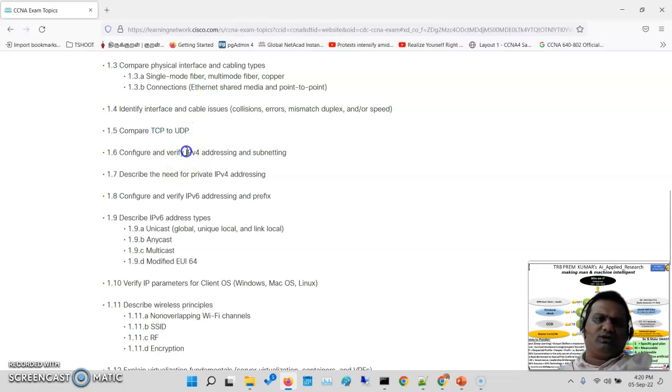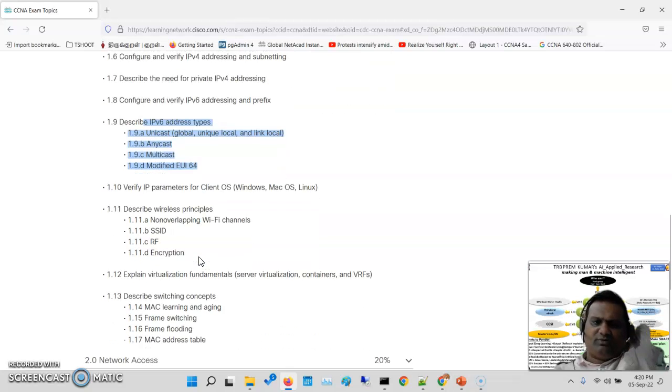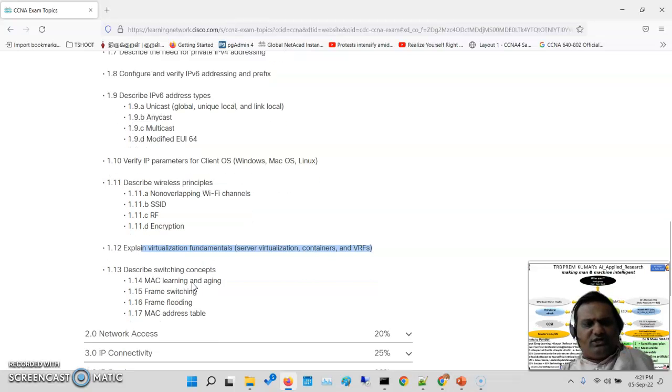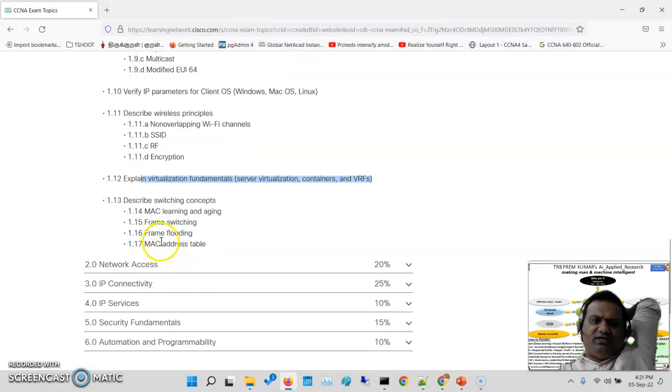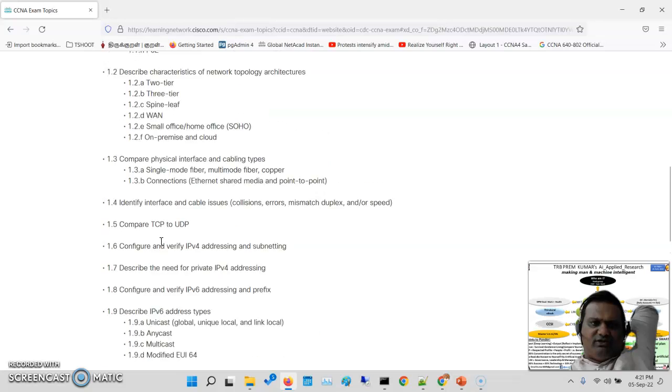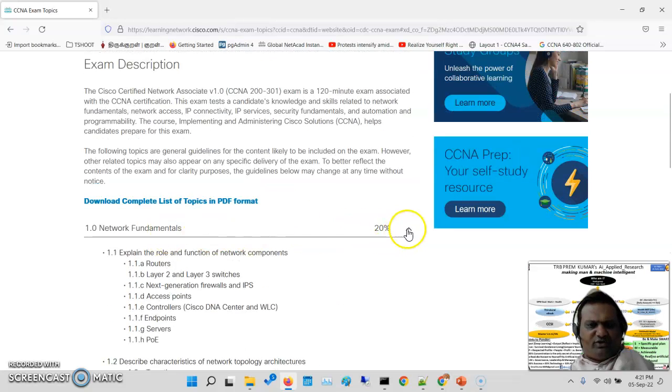Then we'll be configuring and verifying the IP addressing and subnetting. And we'll describe the private IPv4 addressing. And we'll be explaining what IPv6 addressing and prefix are. Then we'll understand the different IPv6 address types. Then we'll see some wireless principles, virtualization and switching topics. So basically this is all the fundamentals covered in the first domain, network fundamentals.